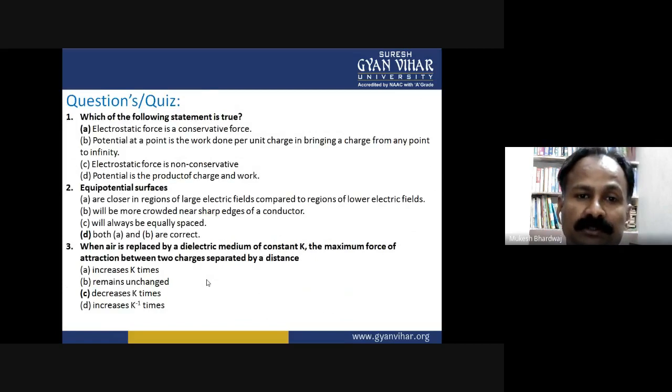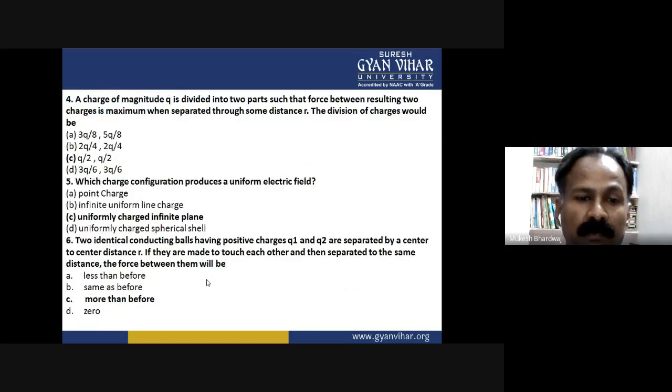So these are some questions related to the topic. Two identical balls having positive charges q1 and q2 are separated by a center to center distance r. If they are made to touch each other and then separated to the same distance, the force between them will be: option A, less than before; B, same as before; C, more than before; D, 0. So we can make use of the formula and calculate the result, and C is the right answer.